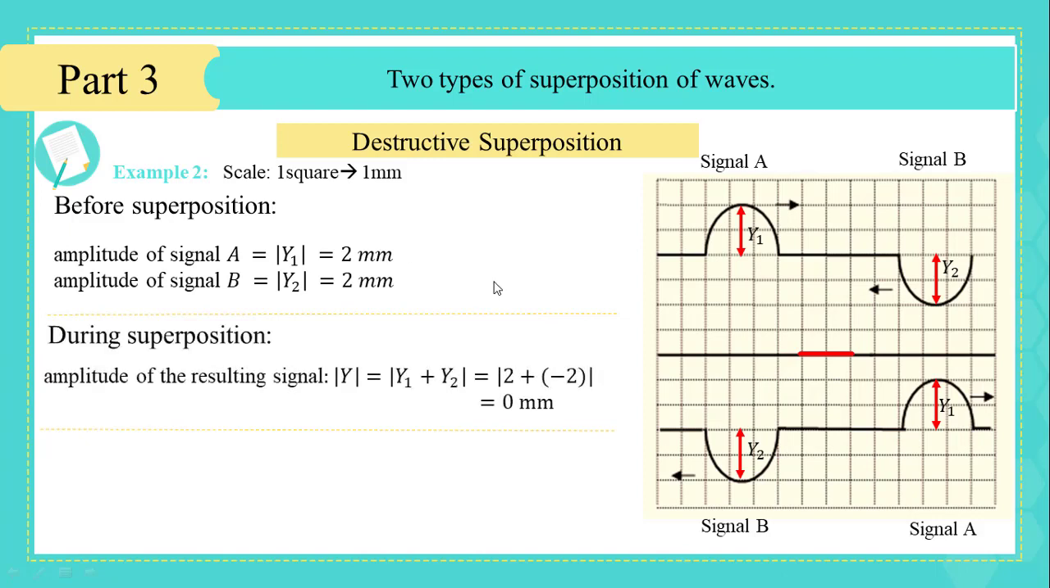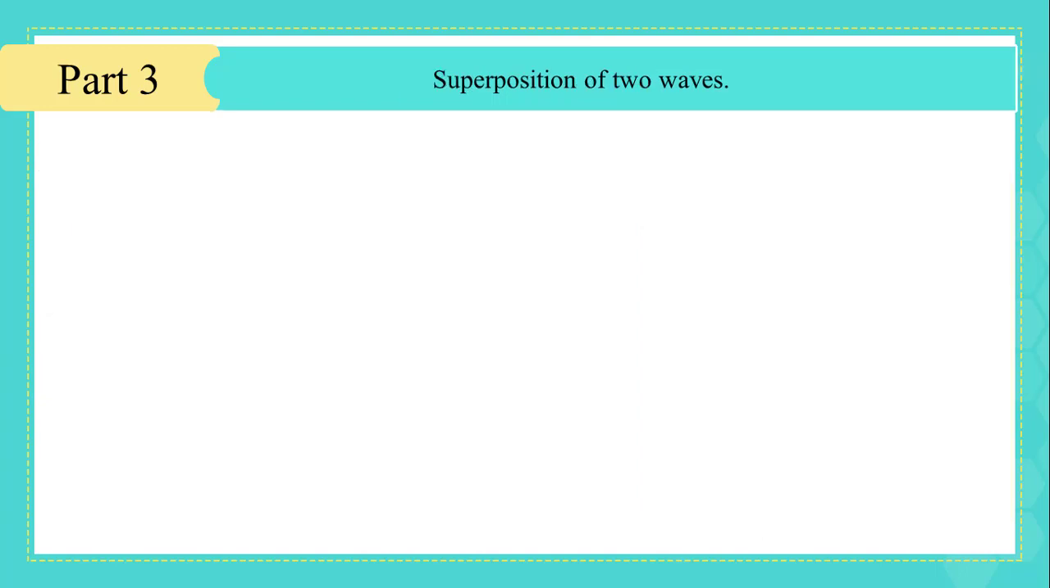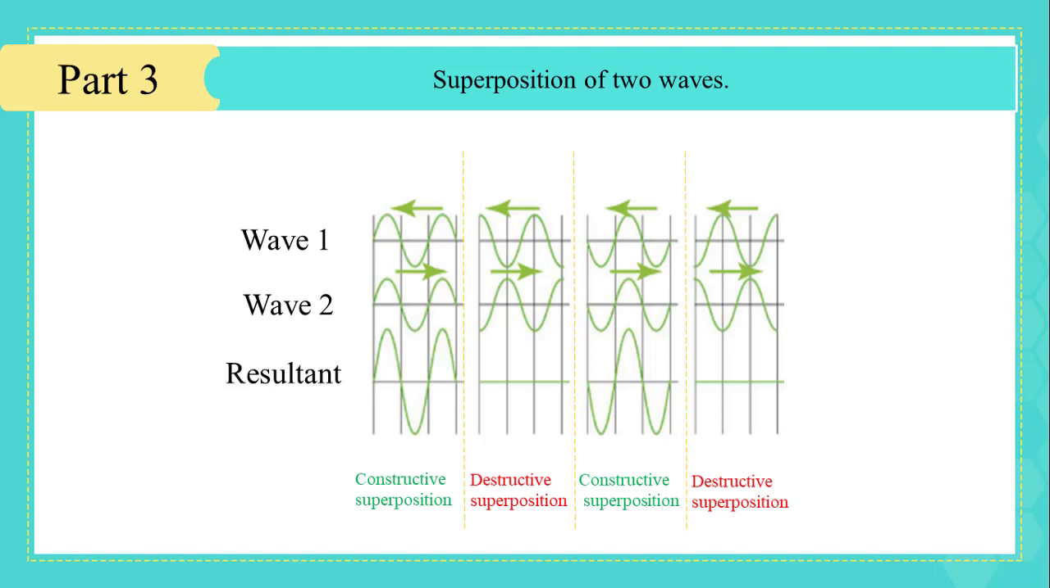During superposition, or at the instant of overlapping, if we want to find the amplitude of the resulting signal, then we have to apply the formula absolute y1 plus y2, which is equal to 2 plus minus 2, which is equal to 0 millimeters. Thus, the resulting wave has a zero amplitude, as you can see in this figure here. After superposition, the amplitude of signal A is equal to 2 millimeters and that of B is equal to 2 millimeters.